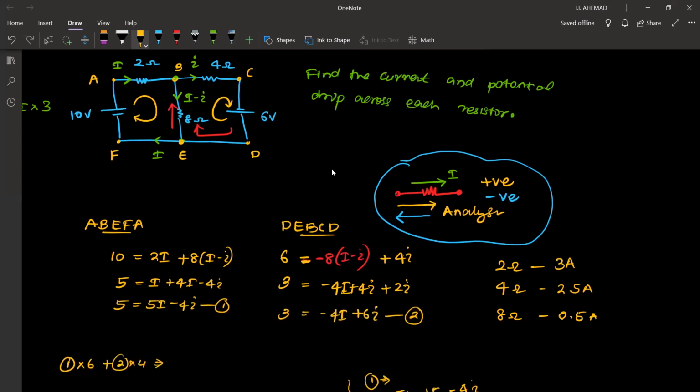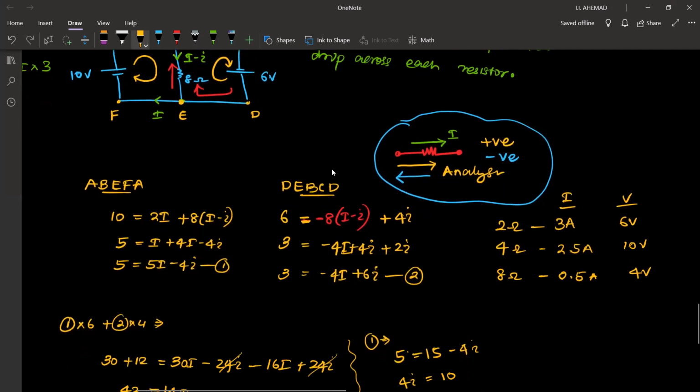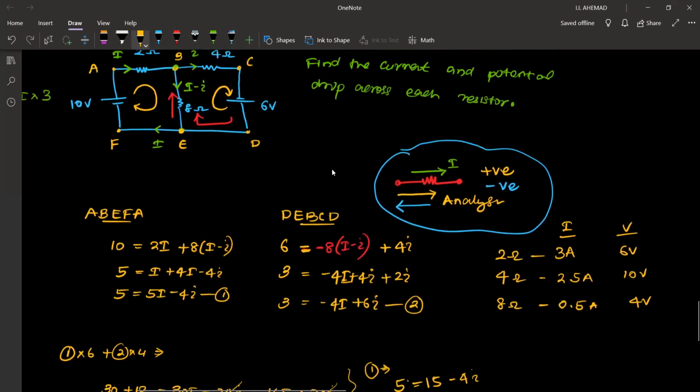Okay, so here the potential, this is current, and what is the potential drop? Here it's 6 volts. Here this is 10 volt. Just multiply, and this is 4 volt. Here, how I got these answers?